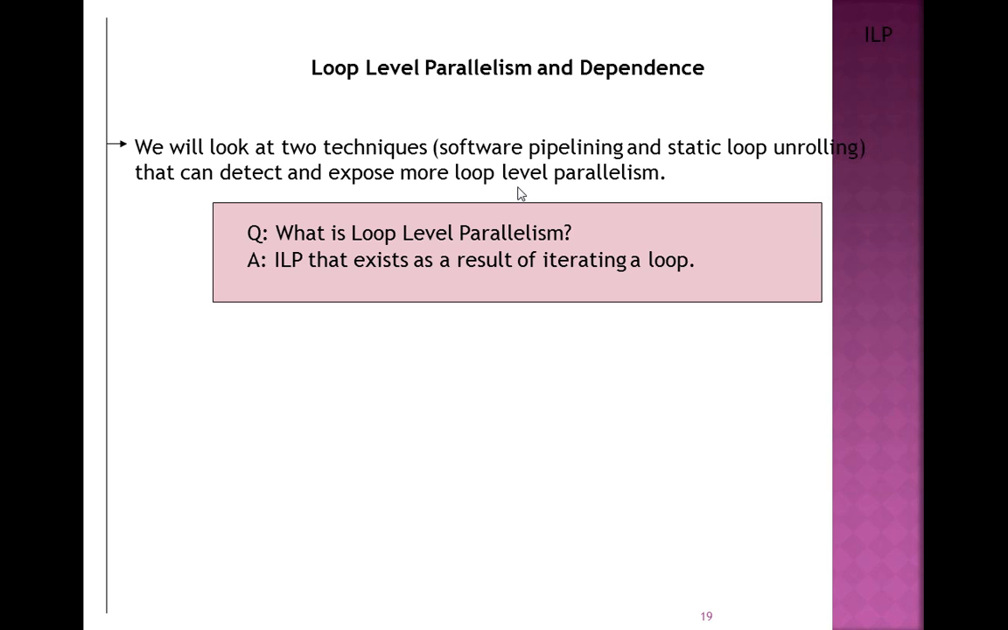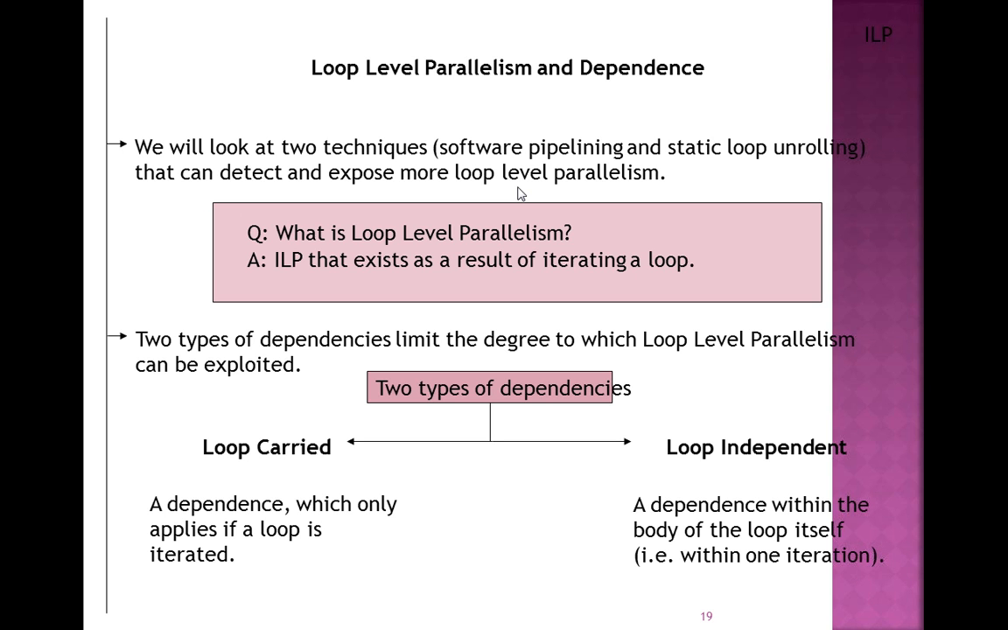Then, loop level parallelism and dependency. We will look at two techniques, software pipelining and static loop unrolling, that can be used to detect and expose more loop level parallelism. Now, what is loop level parallelism? It is the ILP that exists as a result of iterating a loop. That is known as loop level parallelism.